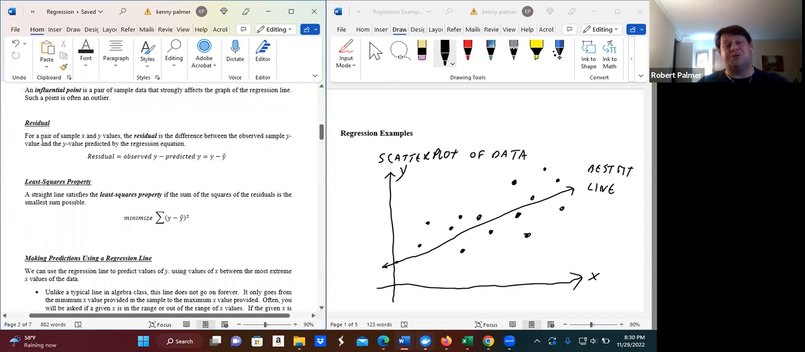So, something called a residual. It says for a pair of sample X and Y values, the residual is the difference between the observed sample Y value and the Y value predicted by the regression equation. Okay, so what that means is let's come over here and take a look at our sample data.